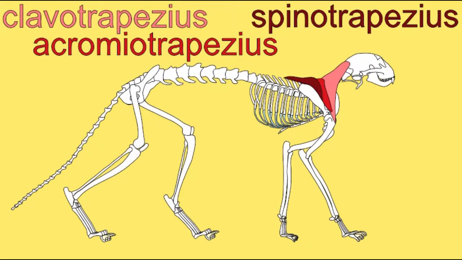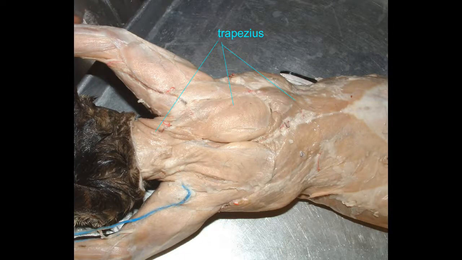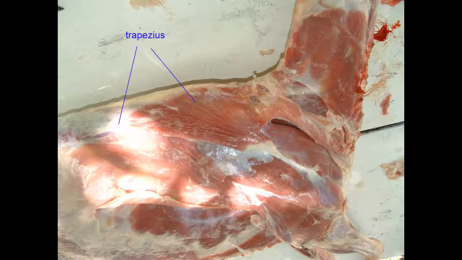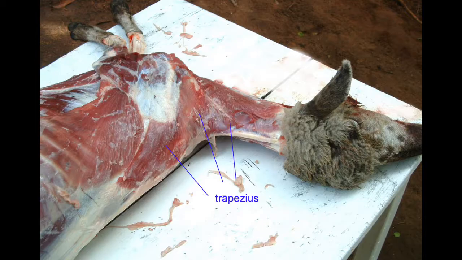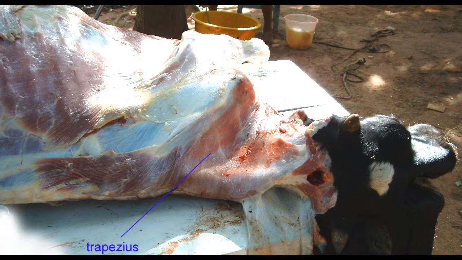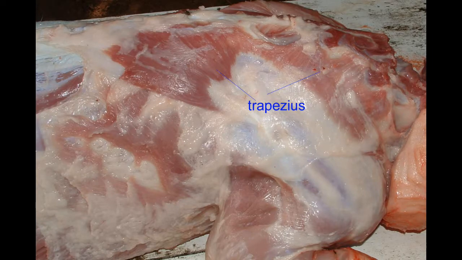One can observe these three separate muscles which compose the human trapezius in the cat, in the goat, in the sheep, in the cow, and in the pig.